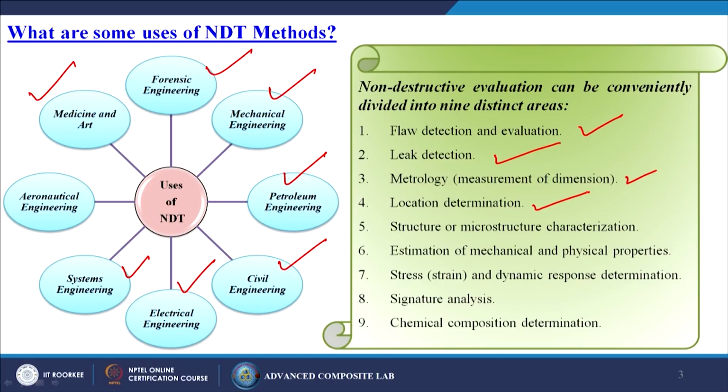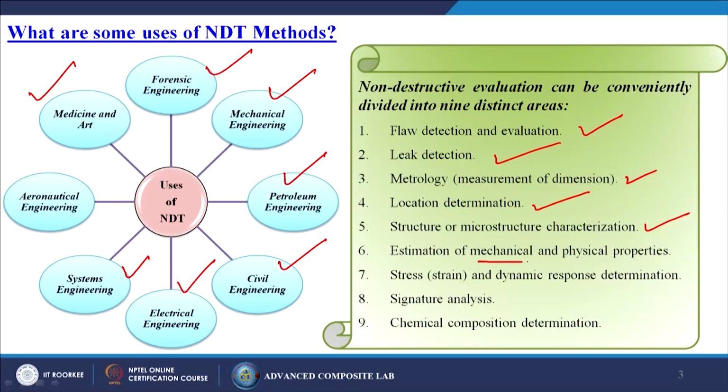So, the best example is the bearing, generally we can do it. Then next one is the location determinations, structure or microstructure characterization. Sometimes it may happen that we are using certain kind of materials where the heat generation is more. So, due to that heat generation, whether any kind of heat treatment is going on in these particular materials, or maybe the material is changing its own properties, that kind of testing we can do. Then estimations of mechanical and physical properties, stress strain or maybe the dynamic response determinations we can do. We can do some kind of signature analysis, and the last one is the chemical composition determination.